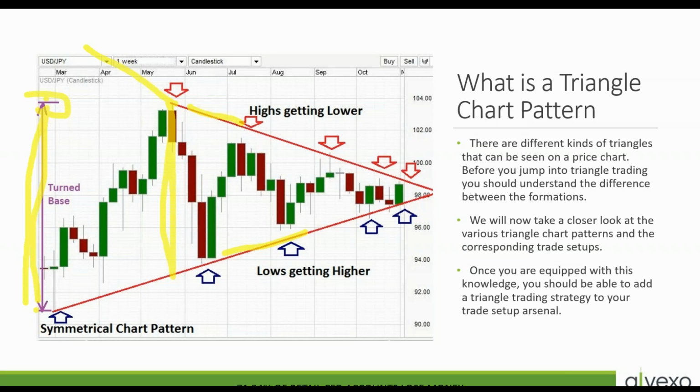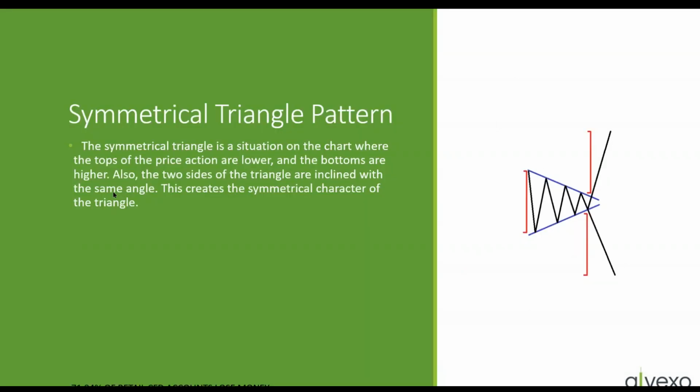Well, let me just get my markings off of here. So we have a symmetrical triangle. Now, the symmetrical triangle is a situation in charts where the tops of the price action are lower and the bottoms are higher. Also, the two sides of the triangle are inclined with the same angle. Now, if you notice in my little sketch over here, we've taken this base and we haven't made an assumption. And that's the problem. Too many people make assumptions.